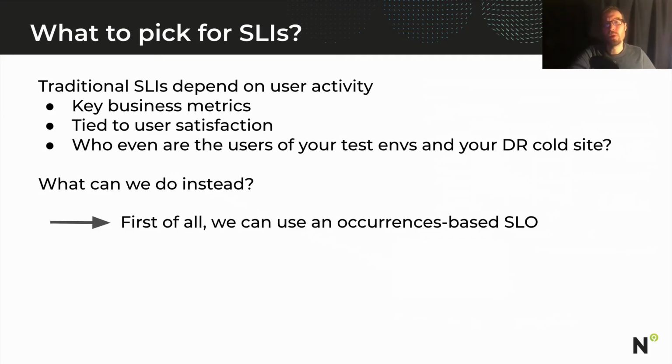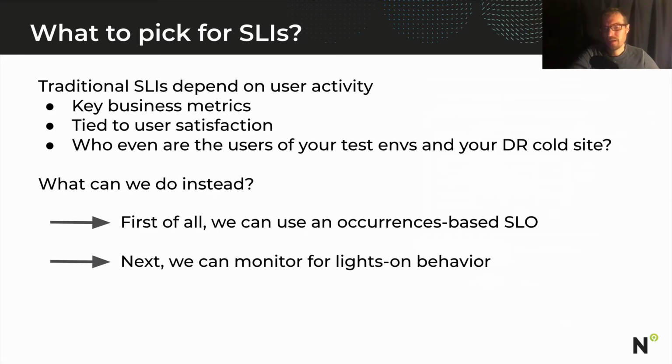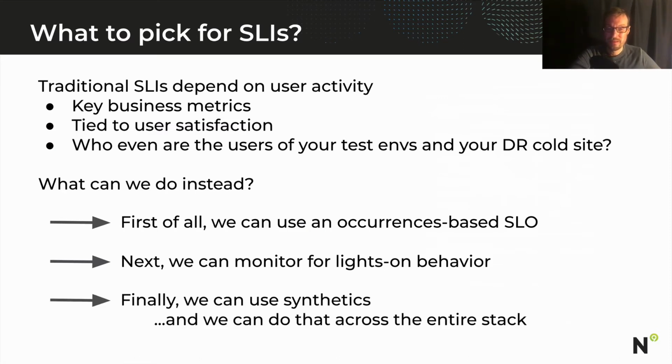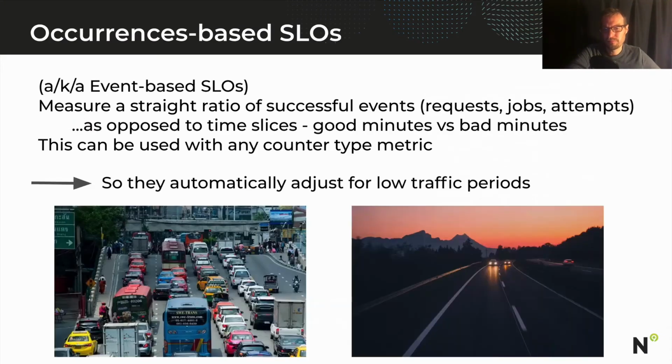First of all, we can use what we call occurrences-based SLOs. I'll talk a little bit more about those in a moment. Second, we can monitor for lights-on behavior. If you're going to generate a set of baseline SLOs for all the way down to a development environment, you want to monitor for lights-on behavior because that's the first way it's going to break. And finally, we can use synthetics. And we can use synthetics that monitor across pretty much our entire stack, including all the way down to the infrastructure, all the way up to the application, all the way out to whatever the user is of each environment, even if it's a test or development environment.